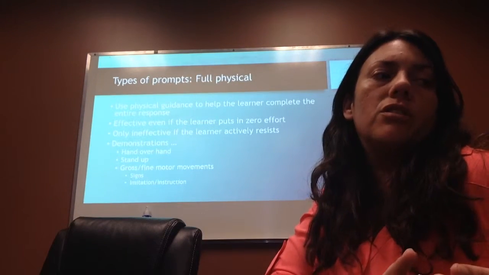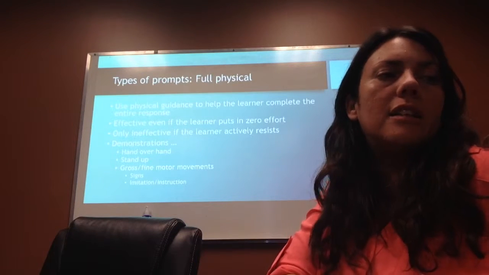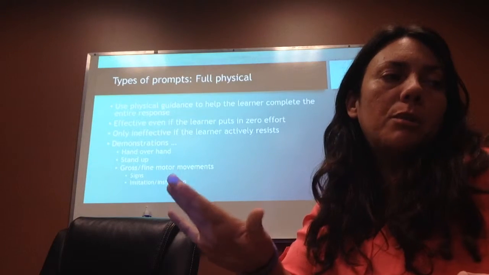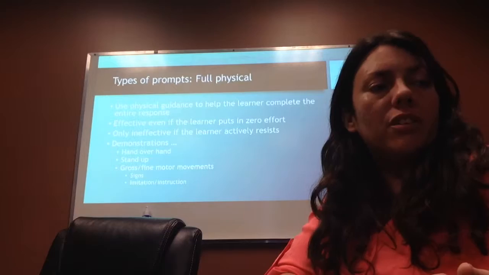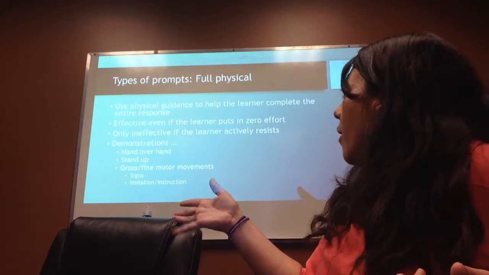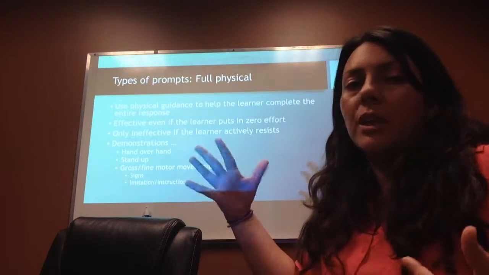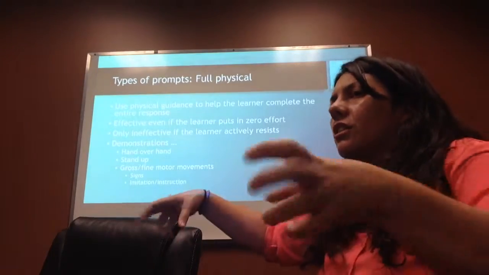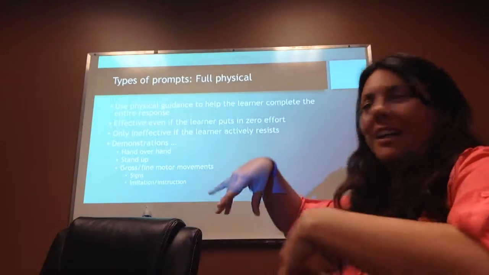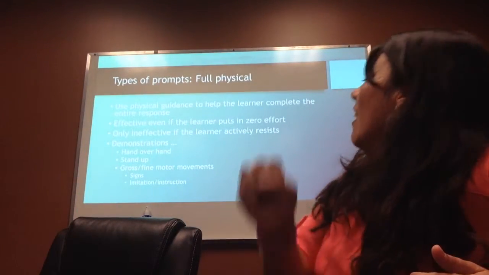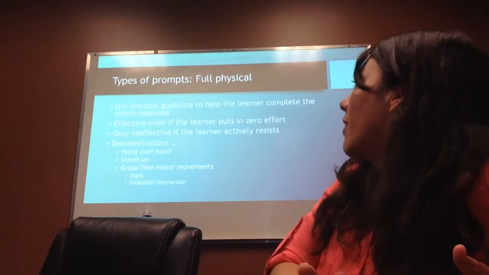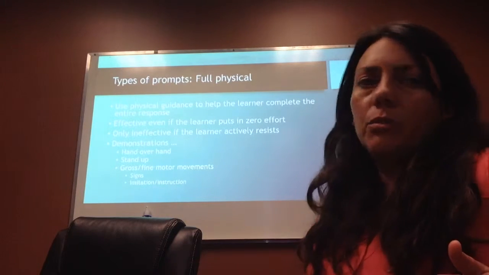The first one is full physical. This is where you use physical guidance to help the learner complete the entire response. It's effective even if the learner puts in absolutely zero effort. You can think of it as the Weekend at Bernie's prompt. You could just make them do it, and then they're doing it. The only reason it would be ineffective is if the learner actively resists.